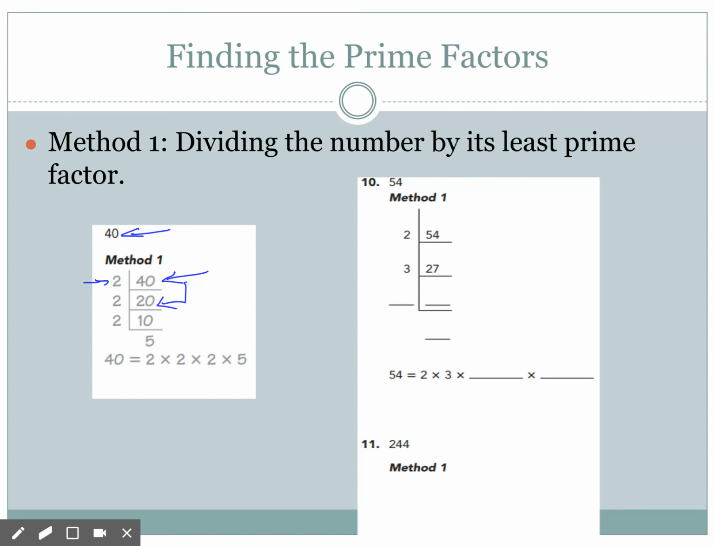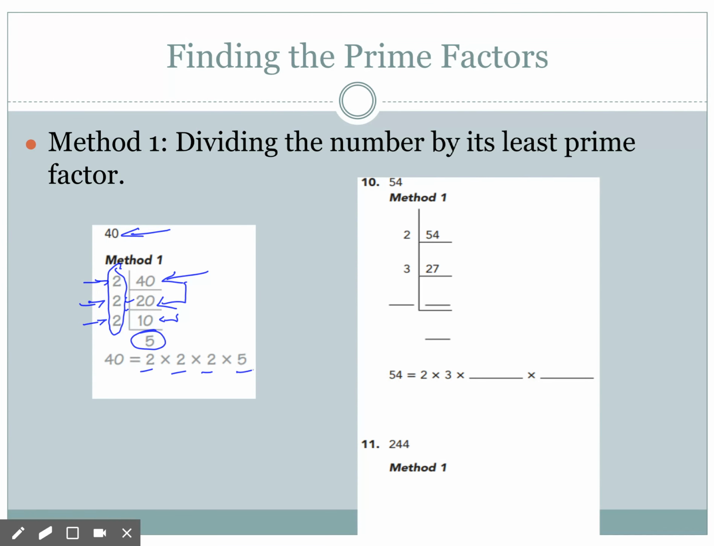Again, they're trying to find the least prime factor of 20, which again is 2. 20 divided by 2 is 10. And the least prime factor of 10 is 2. 10 divided by 2 is 5. Here they stopped because 5 is a prime number. So now they're breaking it down by taking all these prime numbers on the side and the prime number on the bottom and multiplying them by each other. 2 times 2 times 2 times 5 is 40.